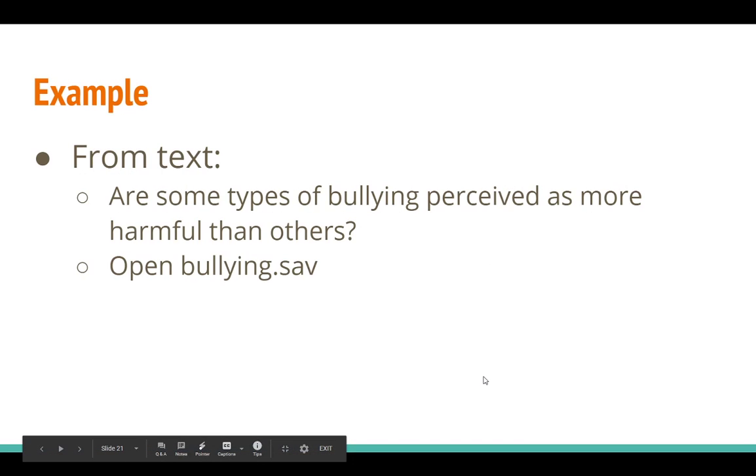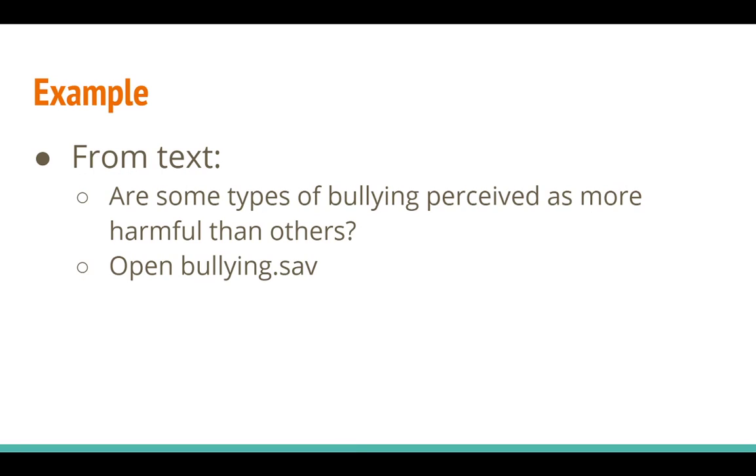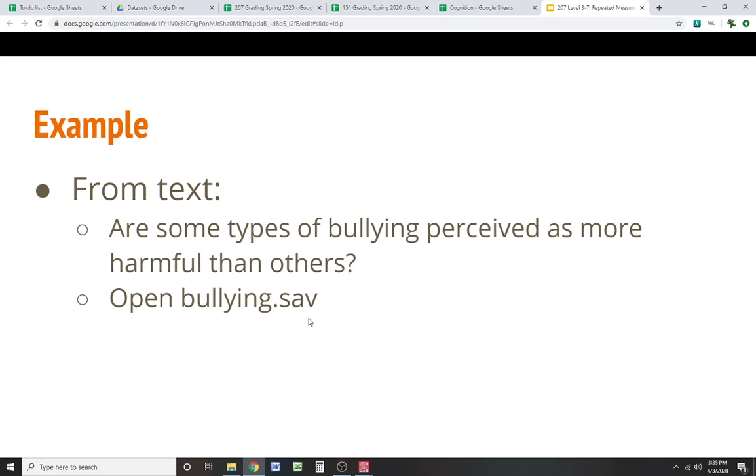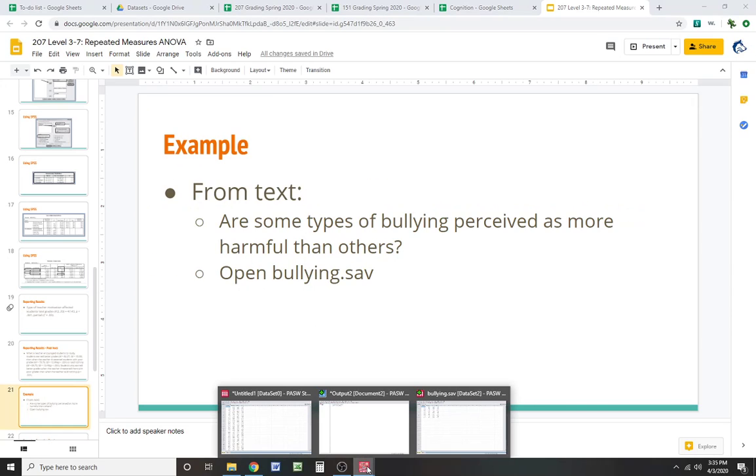Now we're going to run through some repeated measures ANOVA examples. This one is from a textbook: are some types of bullying perceived as more harmful than others? I'm going to open this file, bullying.sav, in SPSS.